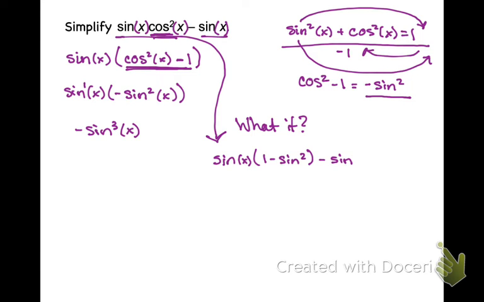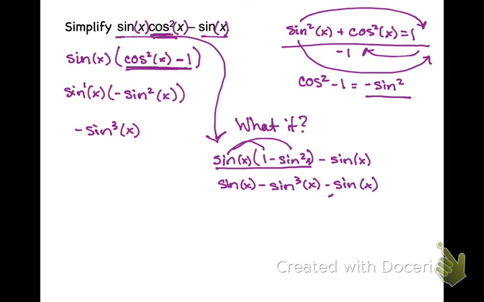Then what would we have had to do with this right here? We would have had to distribute it, right? So then we would have had sine of x minus sine cubed of x and then minus sine of x. Well, the sine of x's would zero out. So I would have got what? Negative sine cubed of x, same thing.